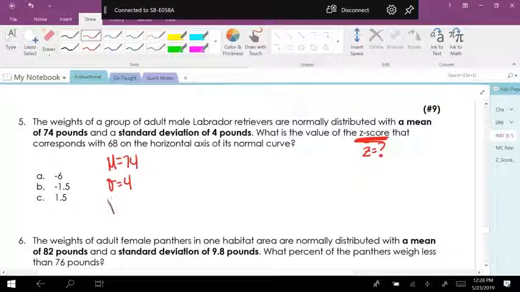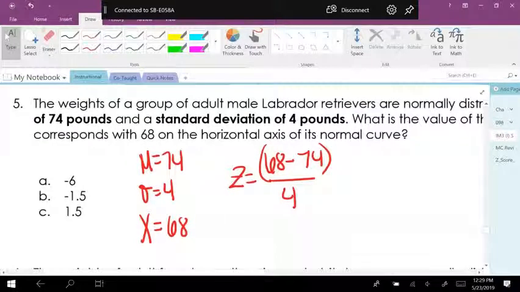But it says with 68 on that curve. Well, we have this formula, and on the final and on the beige packet, you will see that the formula is given to you. So I have z is equal to your x value, which is 68, minus our mean, which is 74, all over 4. Now, before you even actually calculate this, is there one I can cross off? Anyone know? I can cross off one of those answers right away, just if you understand what the question's saying.